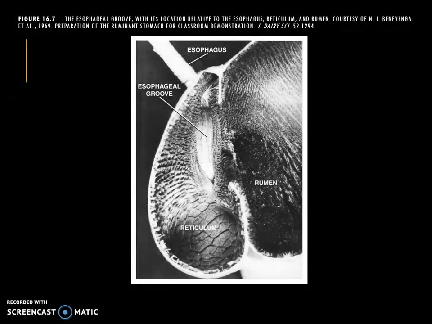The esophageal groove is an adaptation in ruminants whereby, whenever a young animal is nursing, that groove closes, and that's to divert milk into the lower part of the digestive tract, right to the abomasum and the small intestine. We don't really want milk fermenting in the rumen.